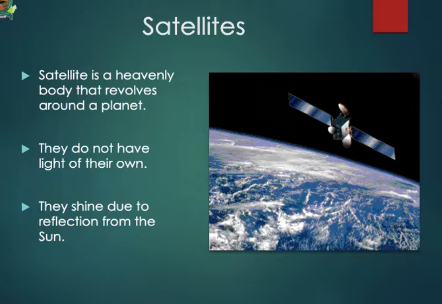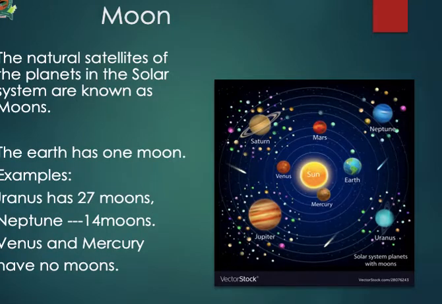Satellite is a heavenly body that revolves around a planet. They do not have their own light. They shine due to the reflection from the sun. Moon, our beautiful moon. The natural satellites of the planets in the solar system are known as moons.